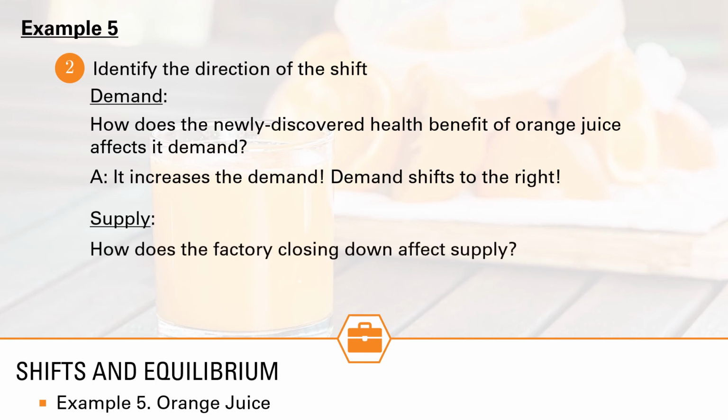How about supply? How do the workers' strikes that close down the factory affect supply? It decreases supply, right? Because there's one less factory to produce orange juice. So supply shifts to the left.